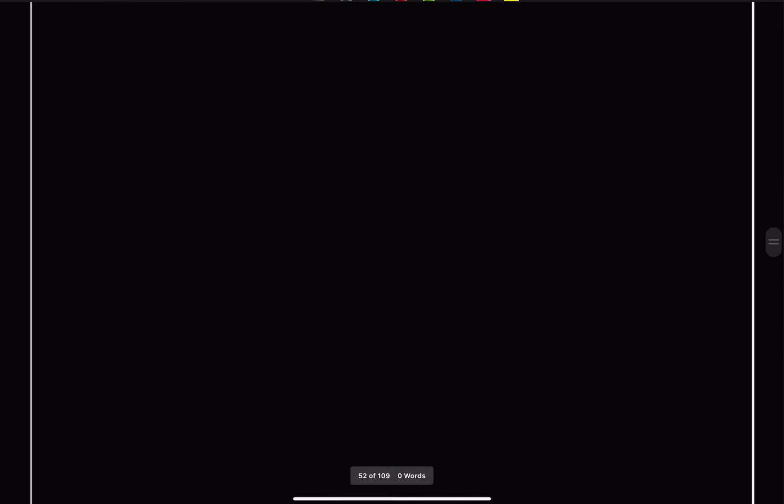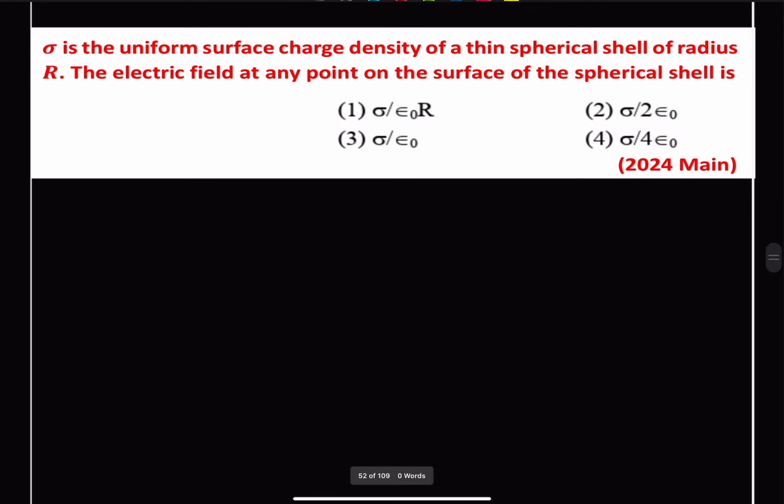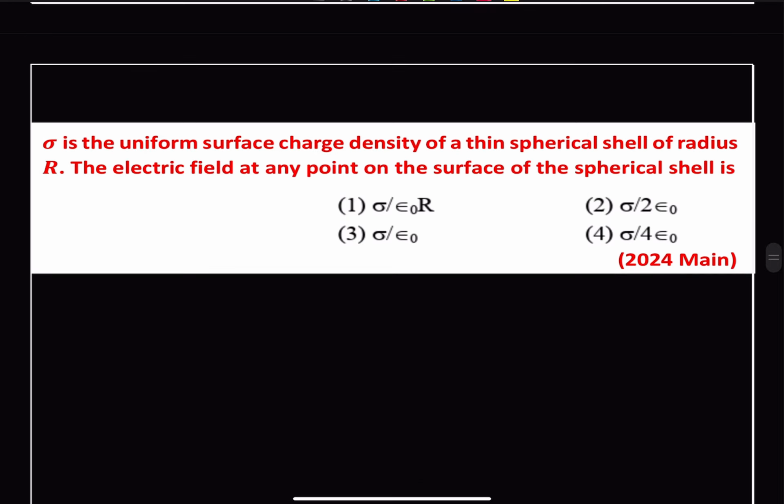Next question. It says that sigma is the uniform surface charge density of a thin spherical shell of radius r. The electric field at any point on the surface of the spherical shell is.